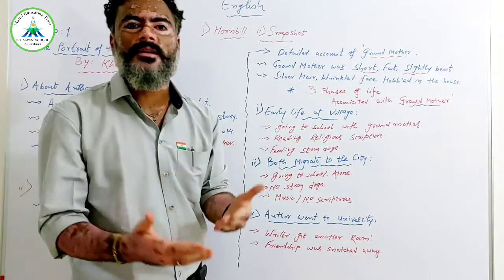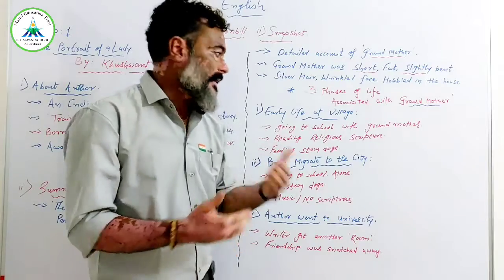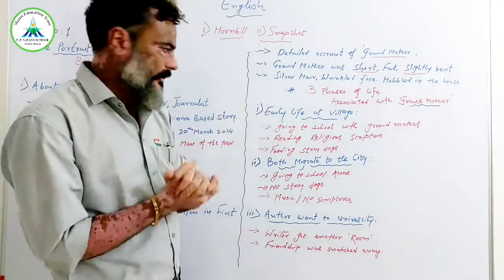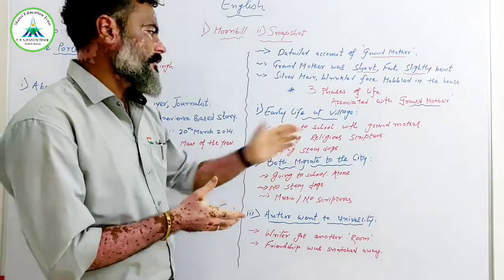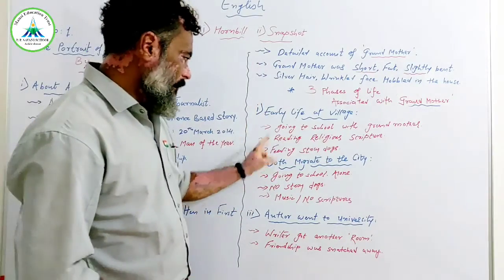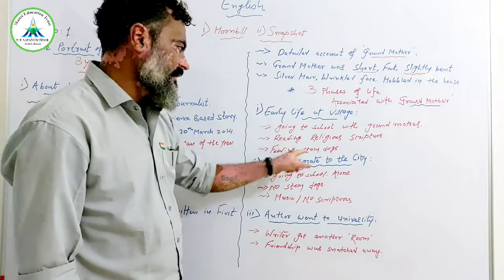So these kinds of scriptures are there. Quran is there. Bible is there. So reading of scriptures was there. And basically he was Sikh, so he used to read the religious book at school. Feeding stray dogs. Now, I have pointed out this point, feeding stray dogs.